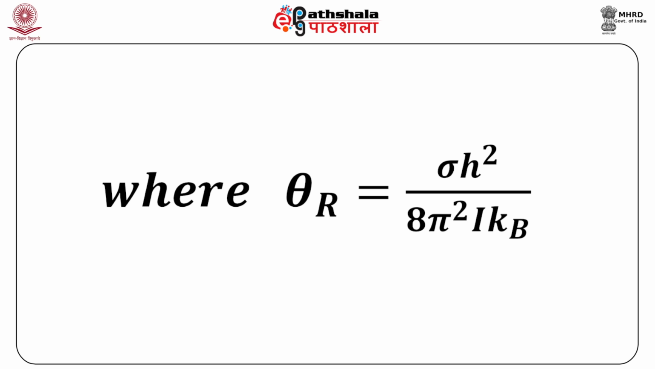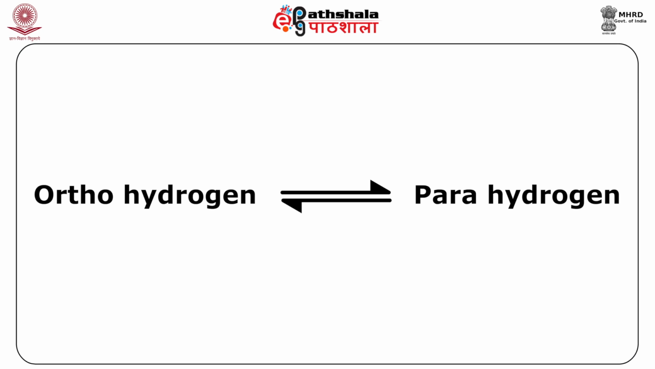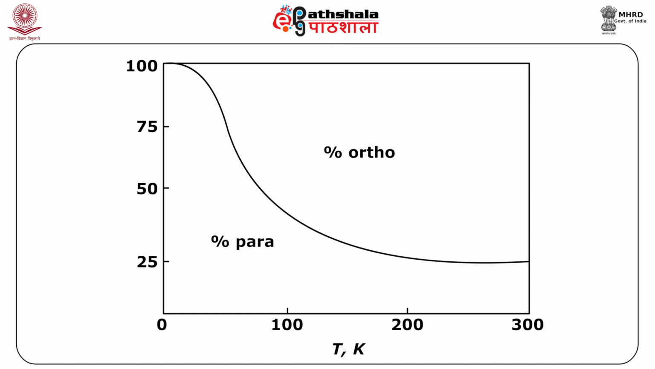Theta r is the rotational temperature, and it is given by sigma h square upon 8 pi square I k. So, what we really need to emphasize is that ordinarily hydrogen is a mixture of ortho and para hydrogens. And as you can see from this graph, the percentage of ortho and the percentage of para depends upon temperature.